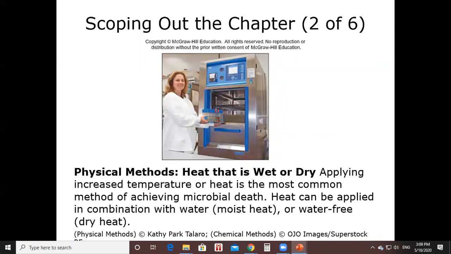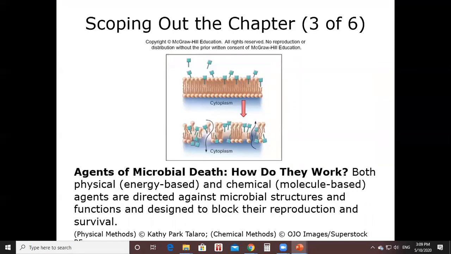So we're going to talk about physical methods of controlling microbes, and that's heat that is wet or dry. Applying increased temperature or heat is the most common method of achieving microbial death. Heat can be applied in combination with water, which is called moist heat, or water-free, dry heat. Then we have agents of microbial death. Well, how do they work? You can have physical, which is energy-based, and chemical, which is molecular-based. We'll go through those. Those agents are directed against microbial structures and functions and designed to block their reproduction and survival.